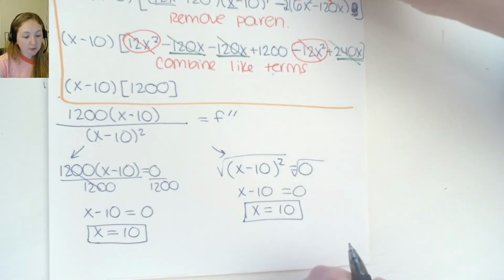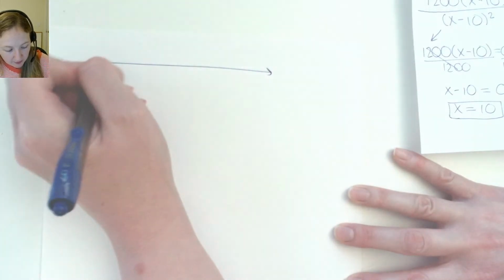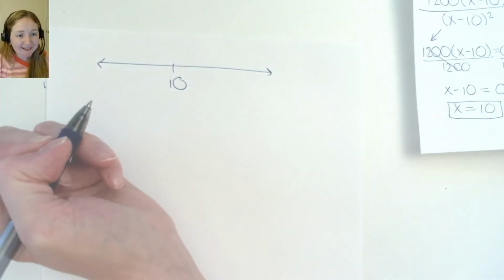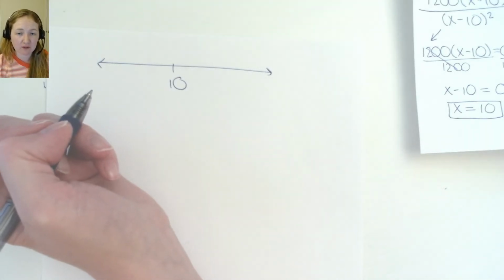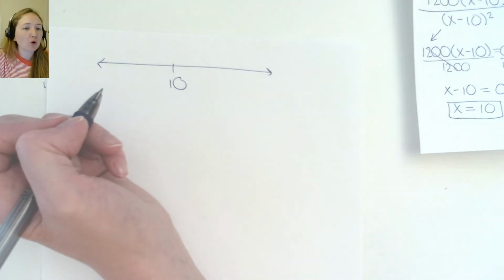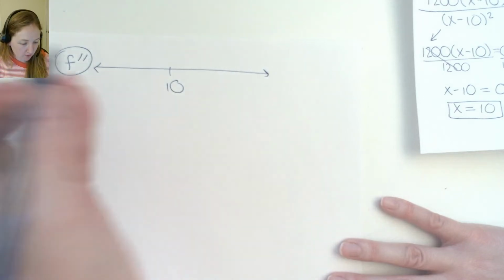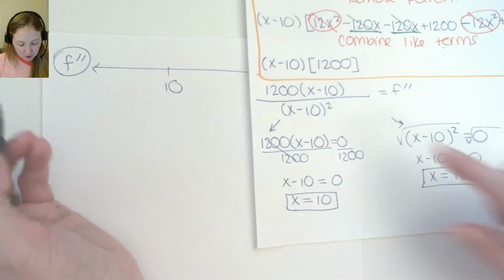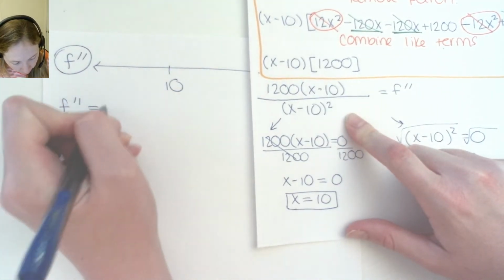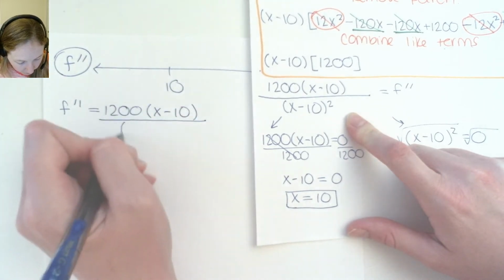Now, because we are being asked for concavity, we would then draw our derivative number line with the 10. Now, technically 10 is actually a domain restriction. It's not where the second derivative is defined, but if you don't pay attention to that, if you just say, okay, I got 10, I'm going to put down 10, then you would have to plug in a number to the left and to the right of 10. And we would be plugging into that second derivative, which is the 1200 times x minus 10 over x minus 10 squared.